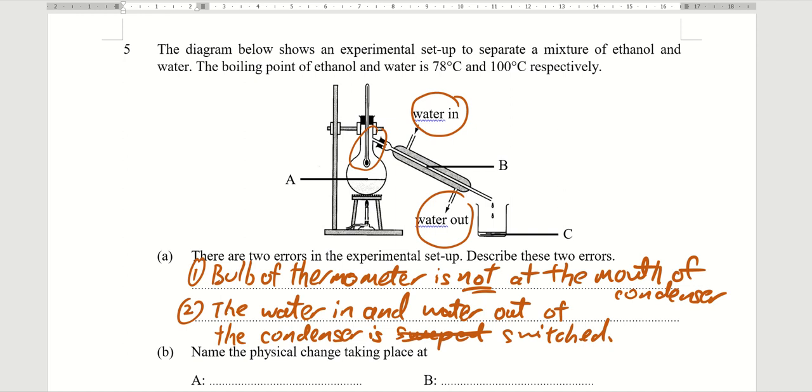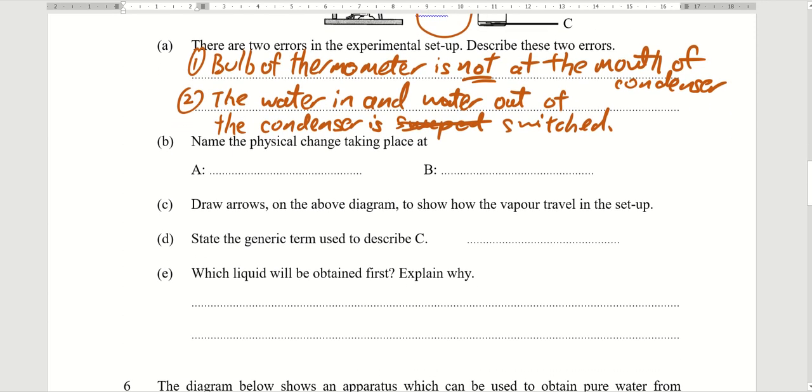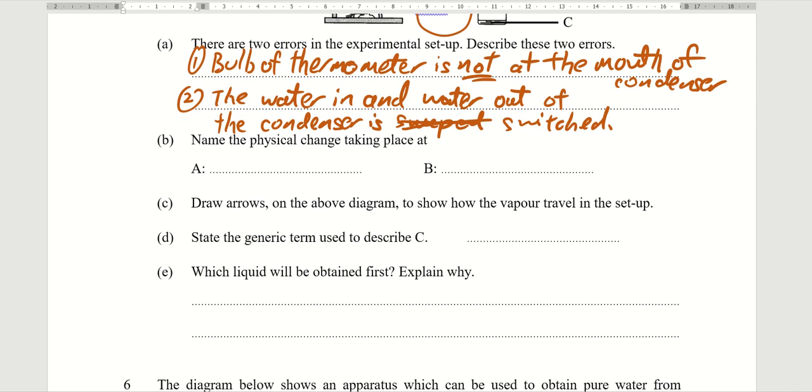Next part, question 5b. Name the physical change taking place at A and at B. When they talk about physical change, they are talking about what is happening. You have to mention in part A, even though it's vaporization, vaporization is a process, but it's not a physical change. So you need to mention that A is liquid to gas, while B is gas or vapor to liquid.